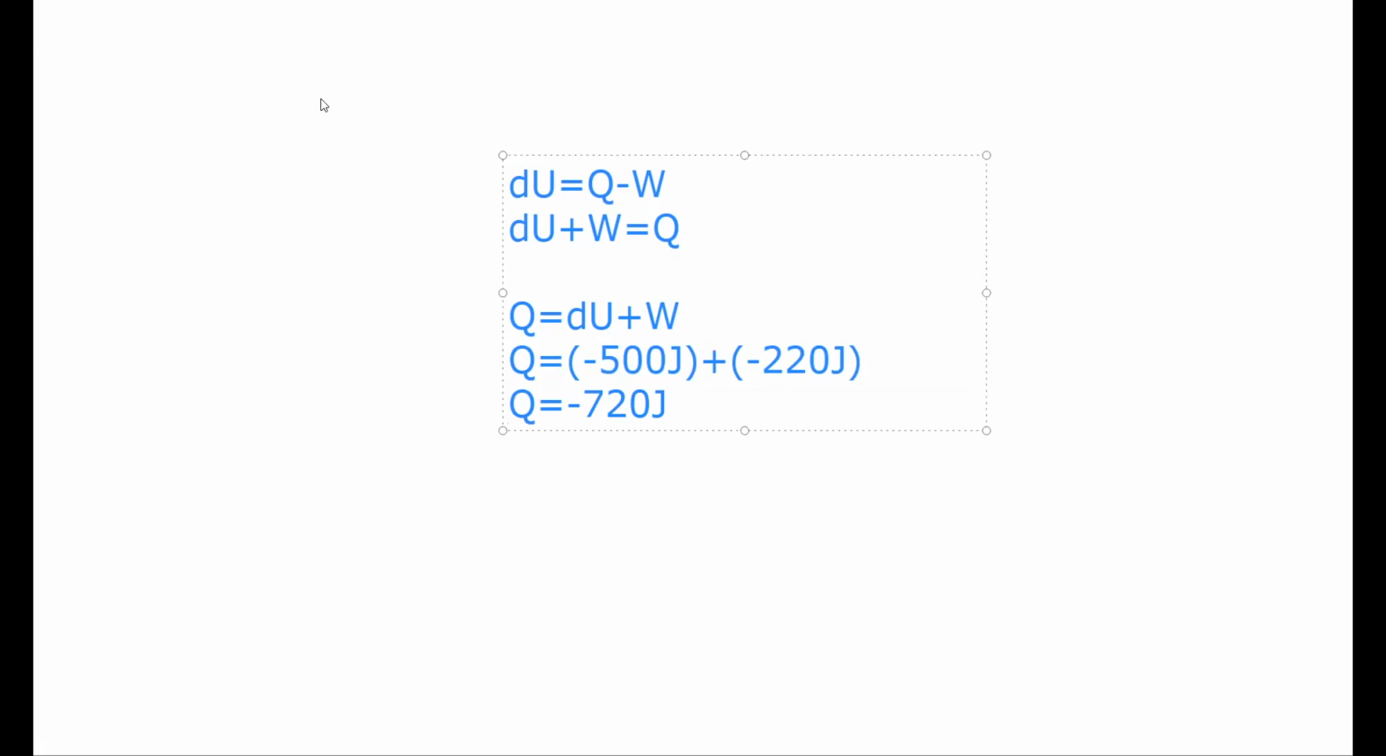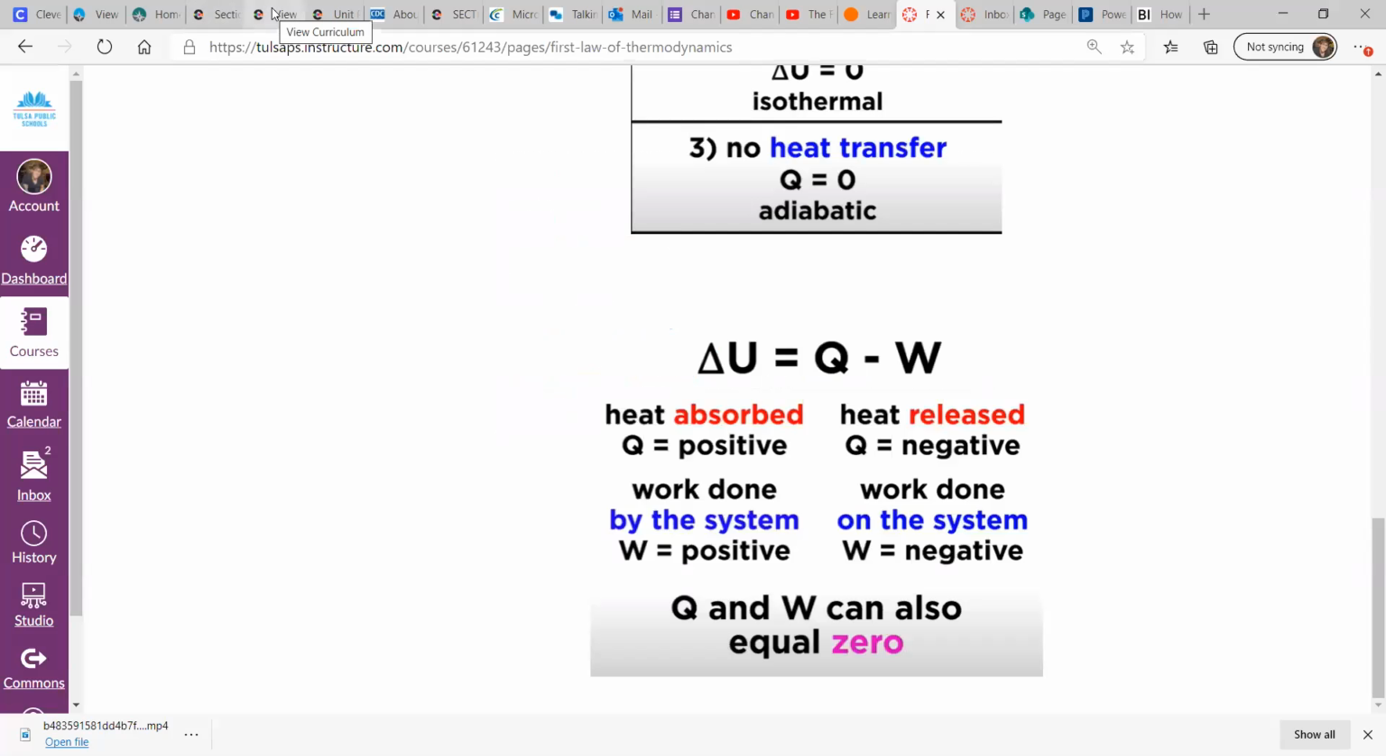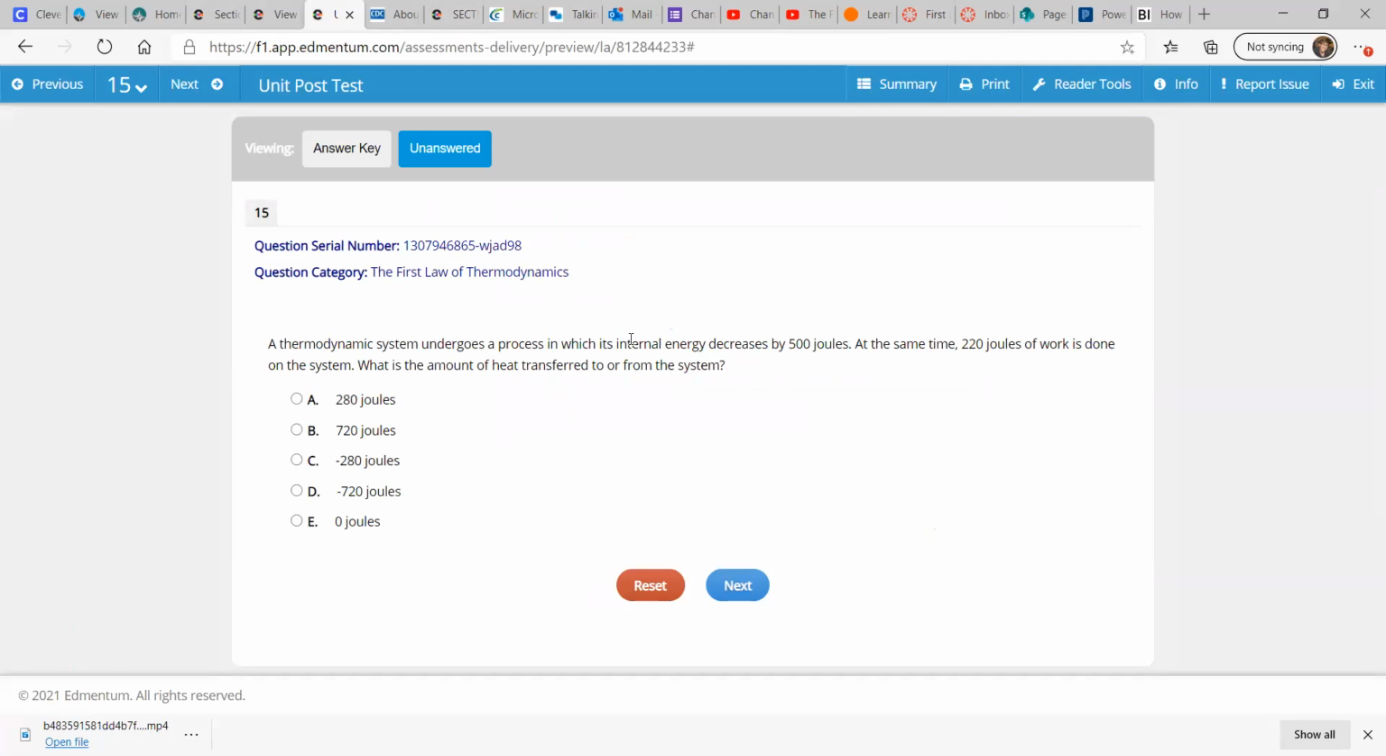So if we go back to our question, what is the amount of heat transferred to or from the system? Negative 720 joules. Okay. So which way is heat being transferred? It's being transferred away from the system, from the system.